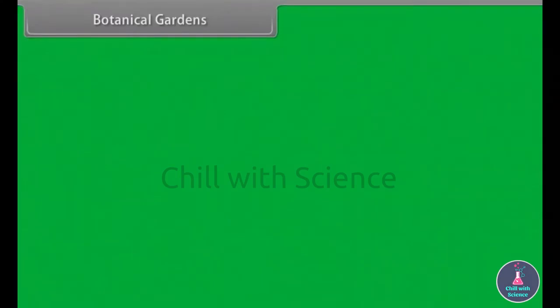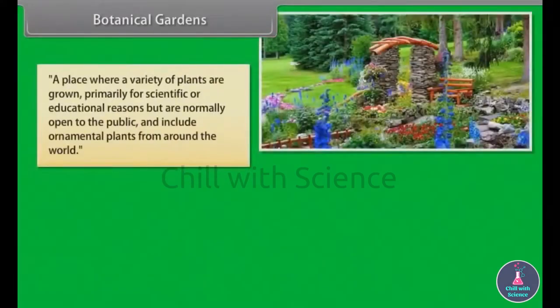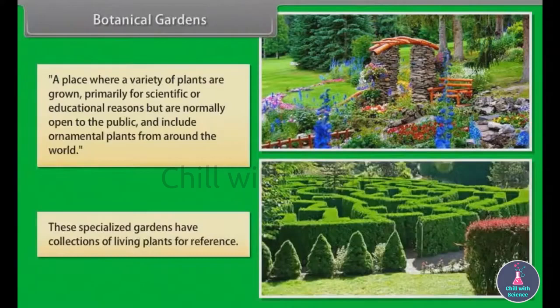Botanical gardens. A botanical garden is a place where a variety of plants are grown, primarily for scientific or educational reasons, but are normally open to the public and include ornamental plants from around the world. These specialized gardens have collections of living plants for reference.